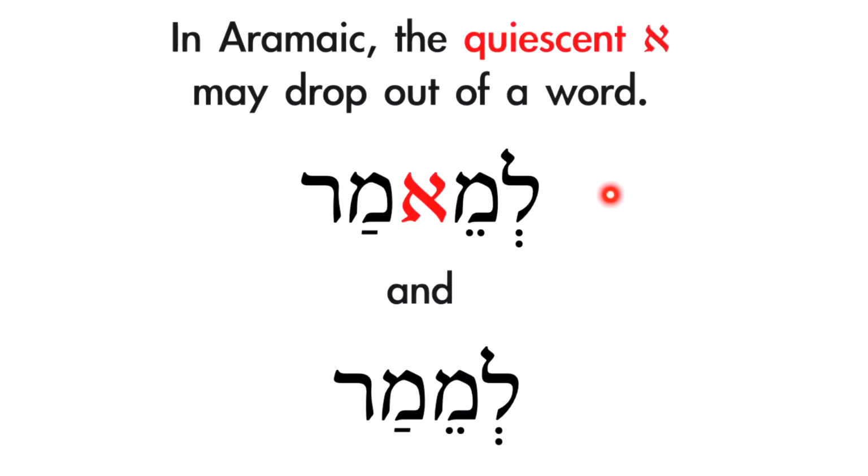I have two forms on the screen, la memar on top, and then below, la memar. Both forms are pronounced the exact same, and both forms mean the exact same thing, but they're spelled differently. In the first example, the quiescent aleph is present. In the second example, the quiescent aleph is absent. Now, this does happen a little bit in Hebrew, but it's much more common in Aramaic.